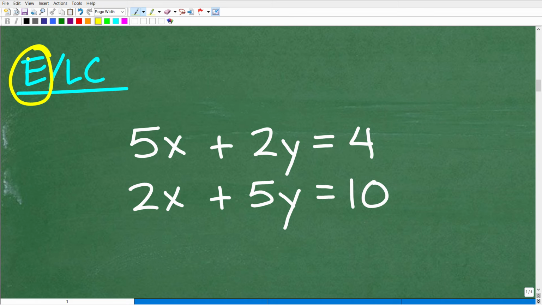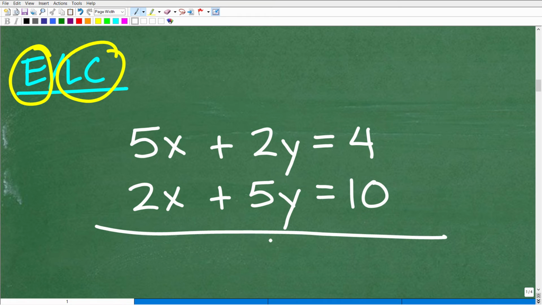We want to eliminate one variable. But how can we do that? Well, we can combine these equations, okay? And we want to be able to eliminate one of the variables.